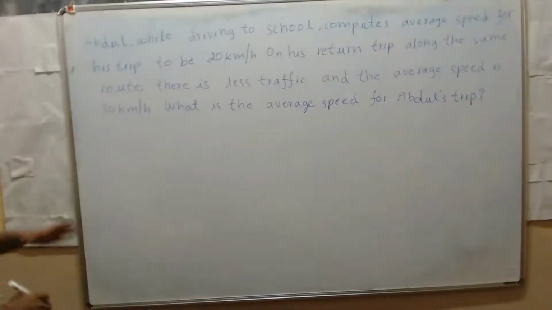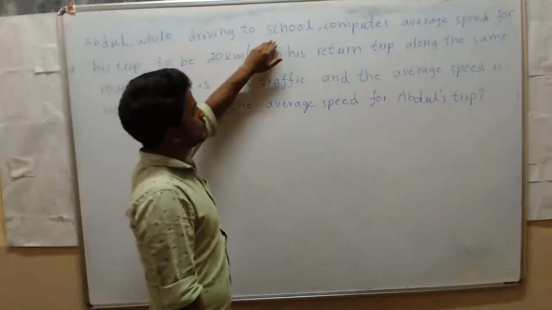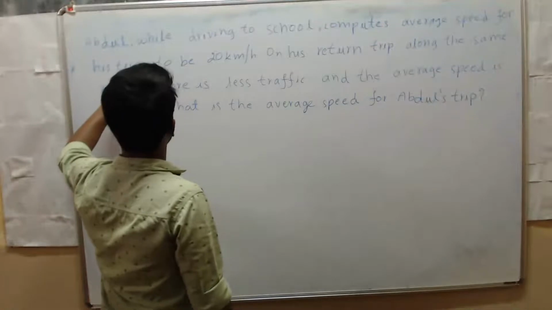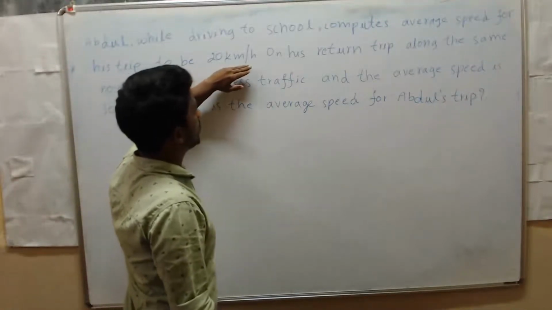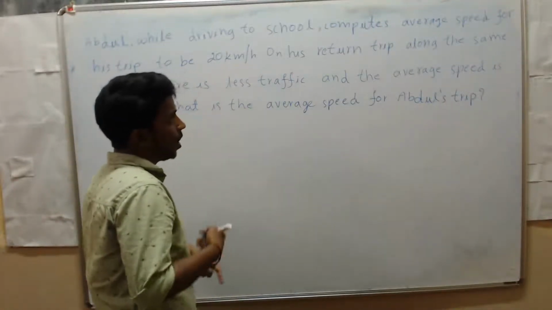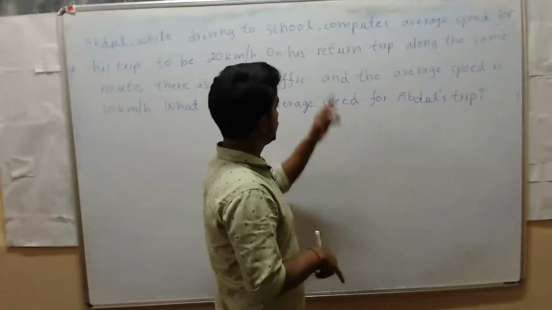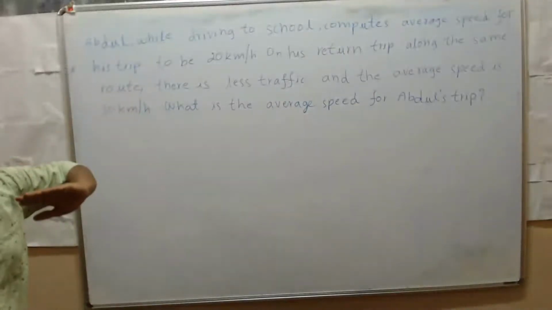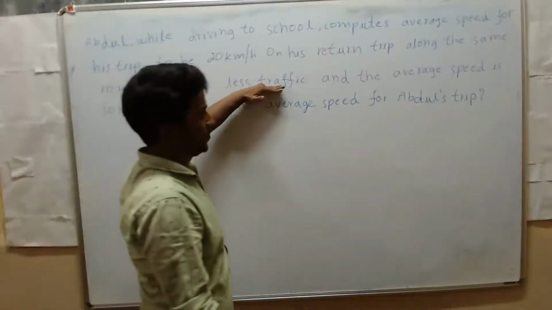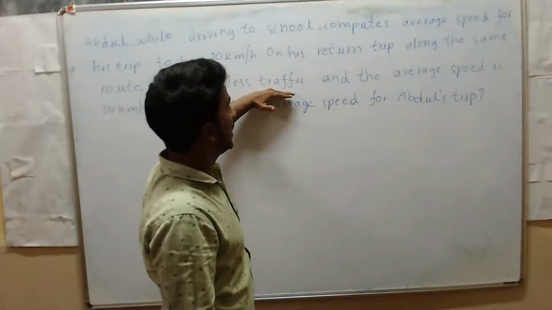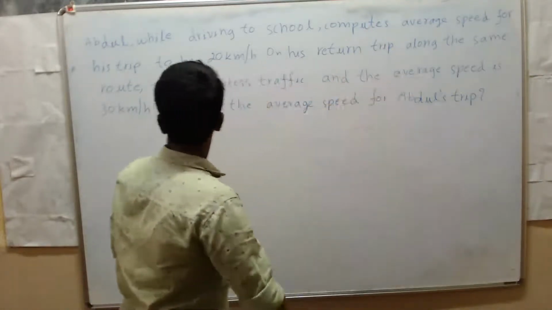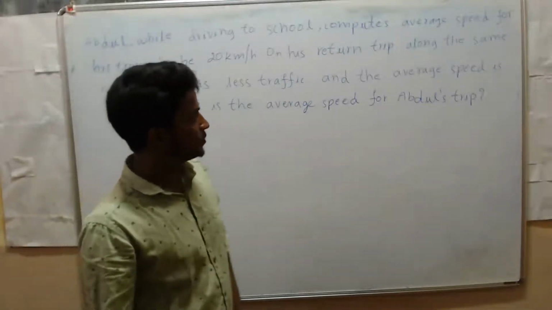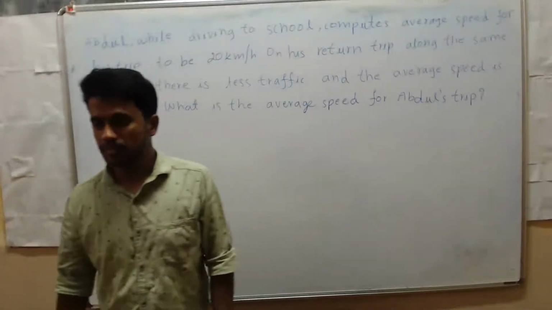See, Abdul, while driving to school, computes the average speed for his trip to be 20 kilometers per hour. On his return trip along the same route, there is less traffic and the average speed is 30 kilometer per hour. What is the average speed for Abdul's trip?